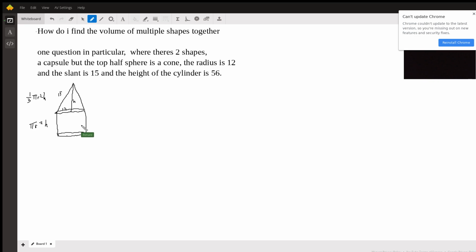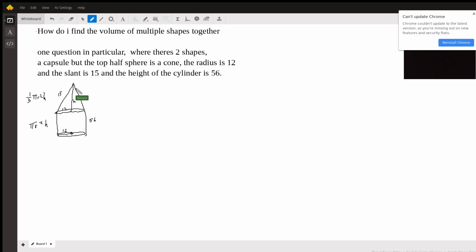Okay, and the slant, as he calls it in the problem, is called the slant height. And the height of the cylinder is 56. So we know that this is 56 here. Obviously, the radius of the base here would also be 12. Put a big 12 there. And now it's just a matter of plugging in.